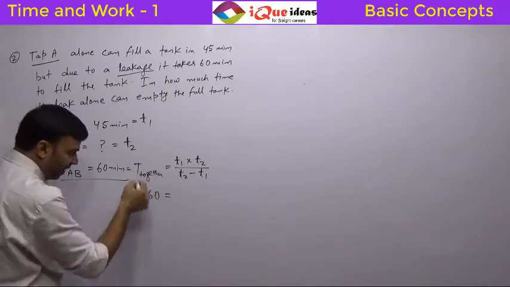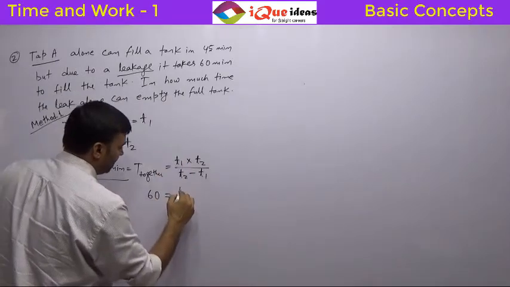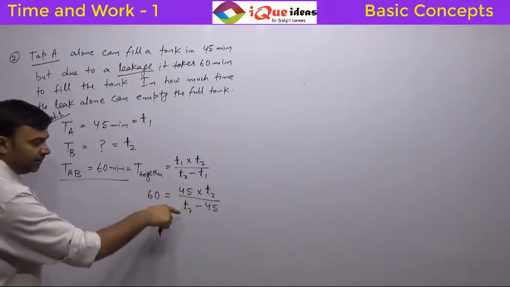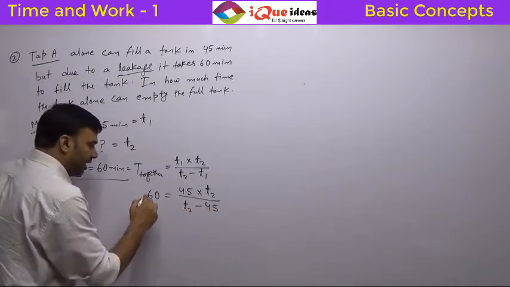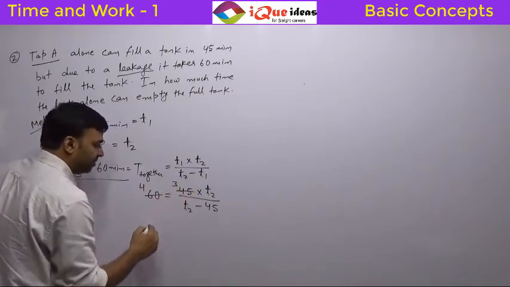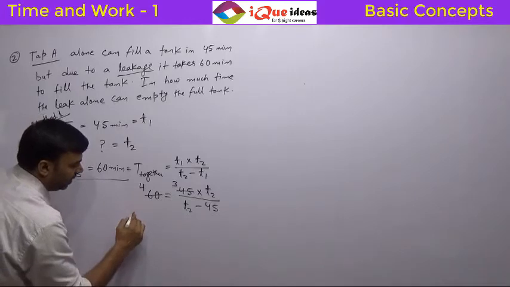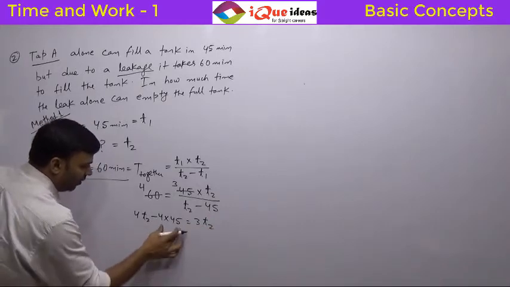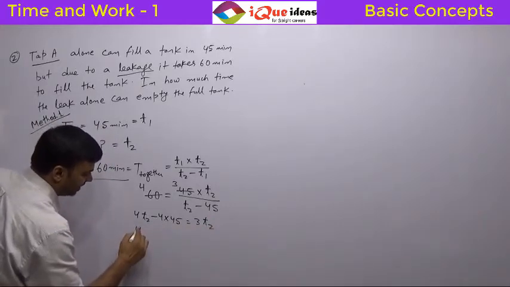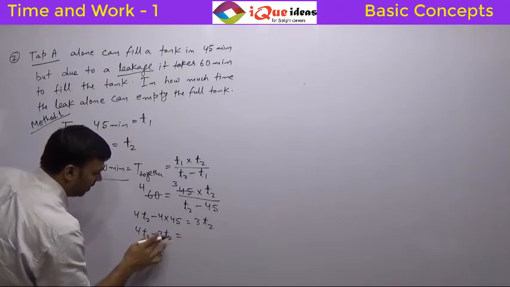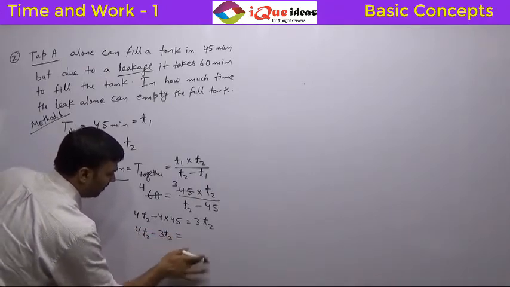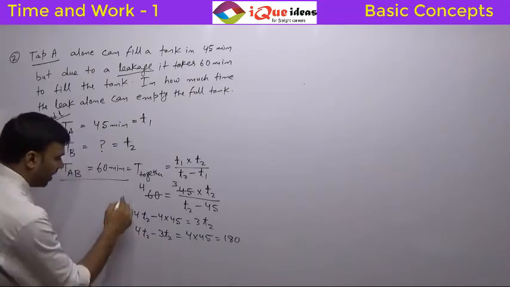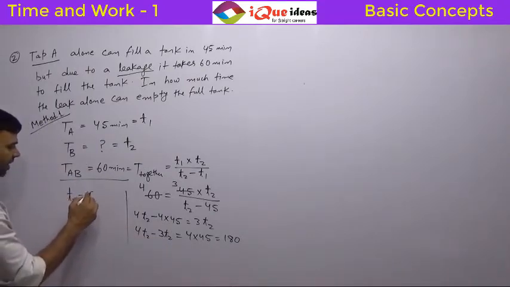So straight away we can start from here only, that 60 is equal to T1, which is 45, into T2 divided by T2 minus 45. Be very careful about the order, because if you don't follow that, the answer will be wrong. Now 15 cancels 60 four times, 15 cancels 45 three times. If you cross multiply, T2 minus 45 comes here. So it is 4T2 minus 4 into 45 equal to 3T2. Now 4 into 45 goes to the right hand side, 3 into T2 comes to the left hand side. So 4T2 minus 3T2 is equal to 4 into 45, which is equal to 180. So 4T2 minus 3T2 is T2. So we have T2 equal to 180 minutes.